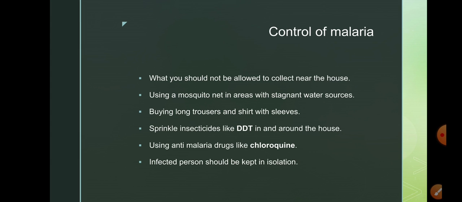Then mosquito nets are also used at some places. And we can wear long trousers and shirts with sleeves, which reduce the chances of getting infected. And there are some insecticides like DDT. We can spray it in and around the house. And anti-malaria drugs like chloroquine can be used. And that infected person should be kept in isolation. Now, the purpose of keeping that person in isolation is so that the mosquito cannot bite that person and cannot transfer the germs to a healthy individual.